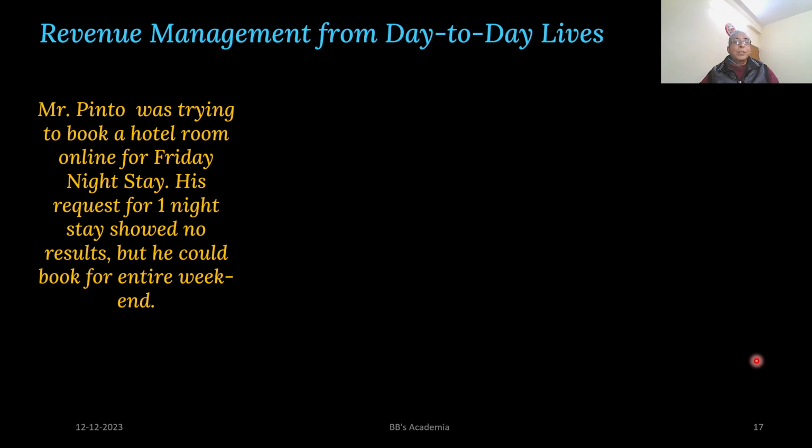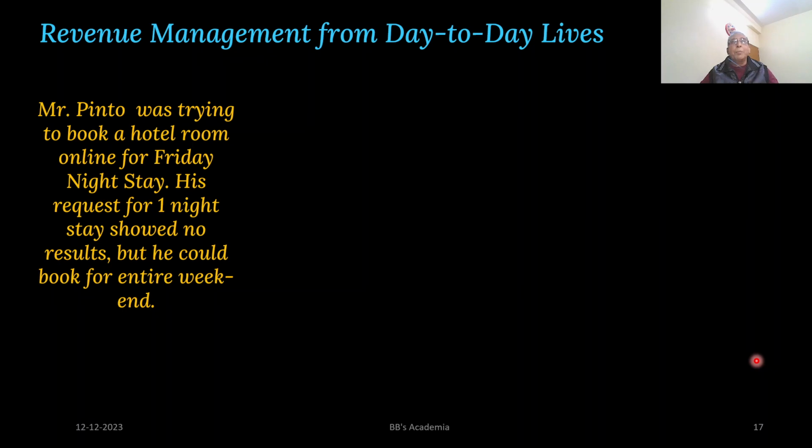Mr. Pinto was trying to book a hotel room online for Friday night. His request for one night stay showed no result, but he could book for entire weekend. Mr. Pinto was trying through websites, and whenever he was giving his choice that Friday night, one night he wants to stay in that hotel for a specific purpose, the website was giving no results. But whenever he was increasing the duration of stay, then it was very much available. So this is the situation.